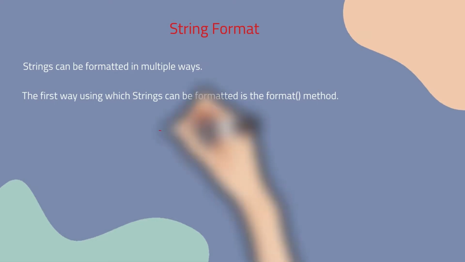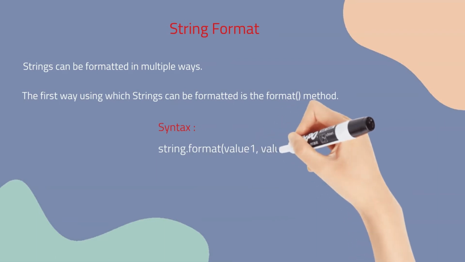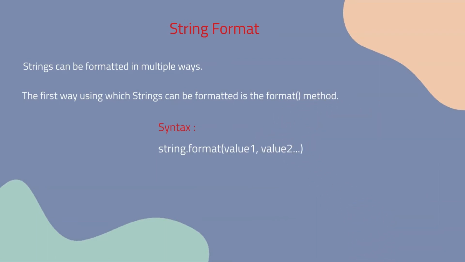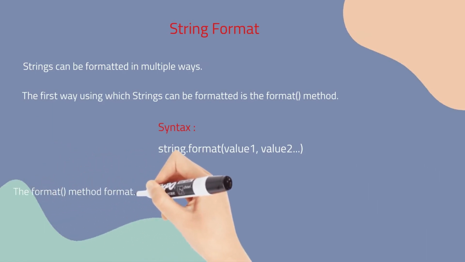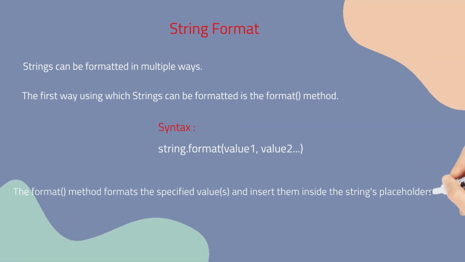The syntax for the format method is string name.format followed by the names of variables to substitute in parentheses. Based on the variable names provided, the format method formats the specified values and inserts them inside the string's placeholder.